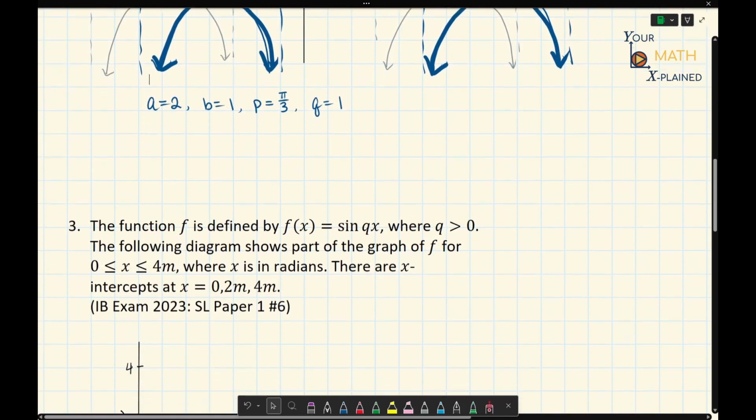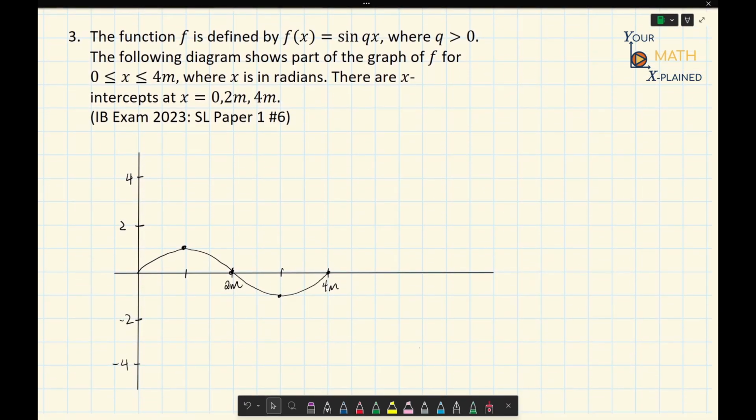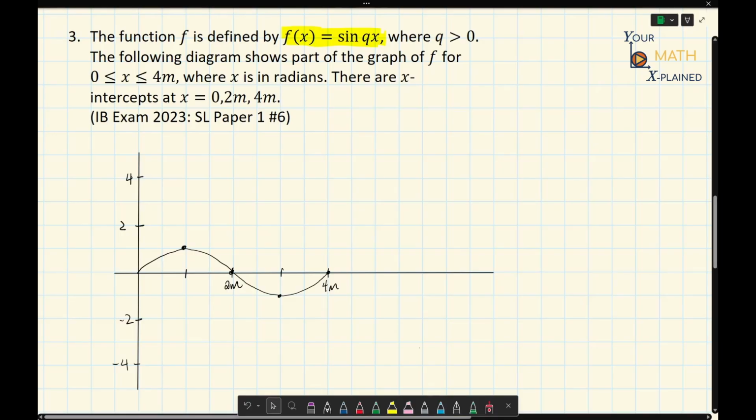Now for our last example, this one came directly from the 2023 IB exam. So we're given that our function f of x is equal to sine of q times x, where q is a number that is greater than 0. Now this diagram here shows the graph of f for the range 0 to 4m, where x is in radians. And we can see that we have x-intercepts at 0, 2m, and 4m. So we can see that this is one full cycle of our sine function, f of x.